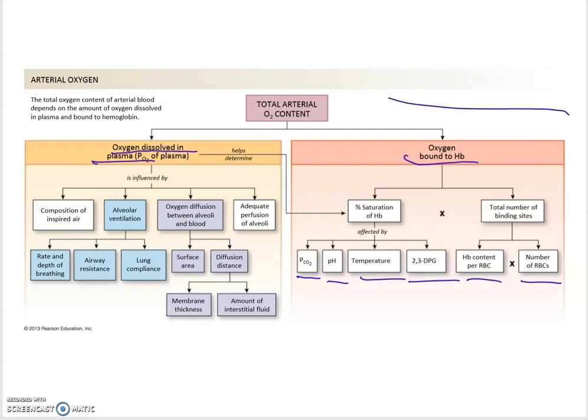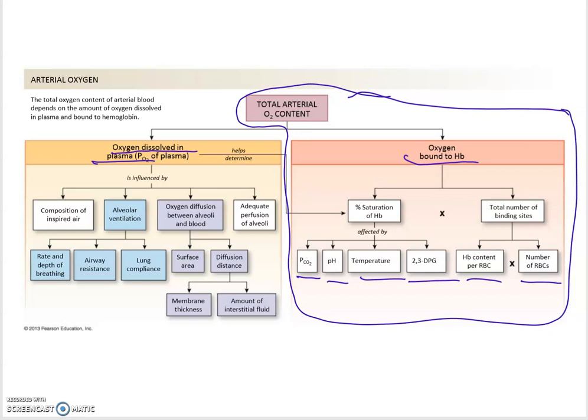So overall, of course, if you're taking a look at arterial oxygen content, so we're going to include this here, is your important part. Over here, this is a very small amount. It's only like 1%, 1.5% of your total oxygen that is carried in the blood. The vast majority is always going to be bound to hemoglobin, and these factors matter so much more than what's going on over here.